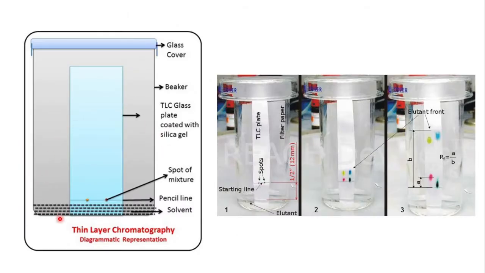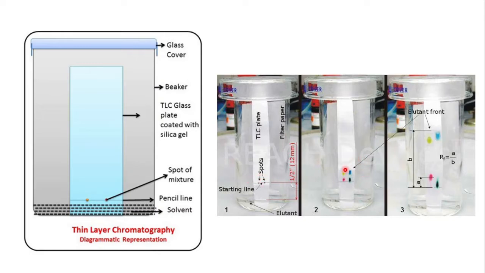So this is how a normal TLC development looks. This is a beaker with a TLC plate kept inside, and you make the mixture spot here. Before that you put a pencil mark, remember, not with a pen, with a pencil. And when you dip, the solvent should be below this mixture spot. The spot should not be totally immersed in the solvent. So once you have spotted, they will start moving.